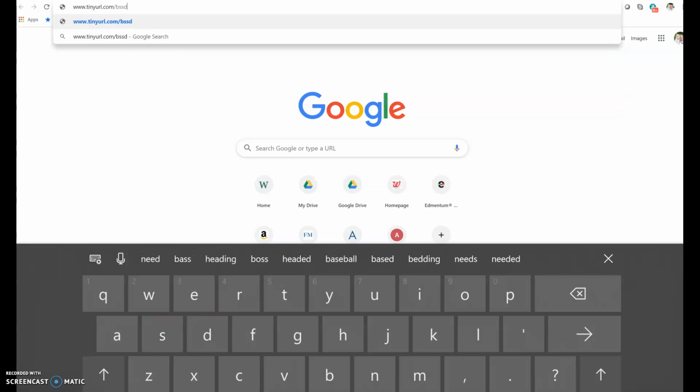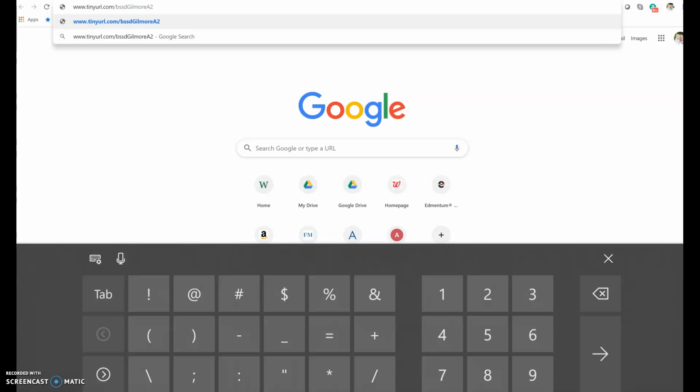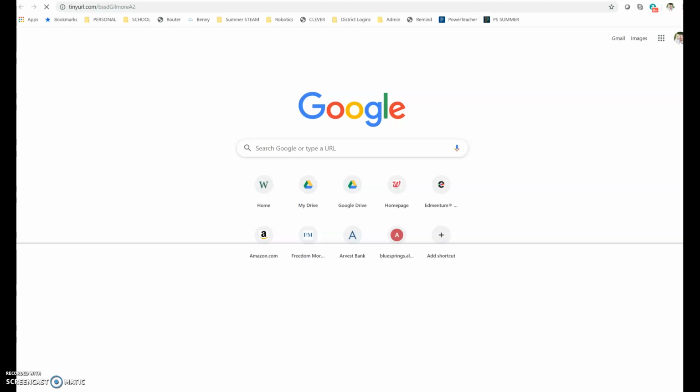tinyurl.com/BSSD Gilmore. The G doesn't have to be capitalized. It just makes it easier to read when it's written out. And then A2 for Algebra 2. Yeah. And this is up on the wall of the classroom. It's written on the syllabus. I would get it in your computer, get it bookmarked.